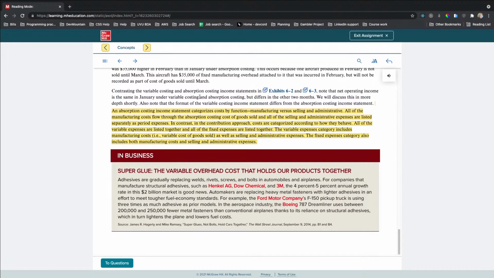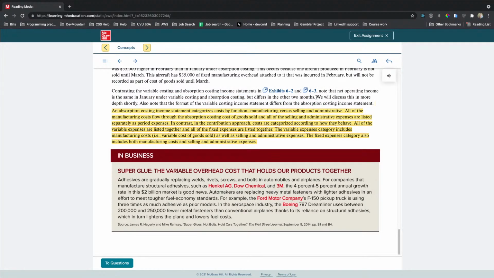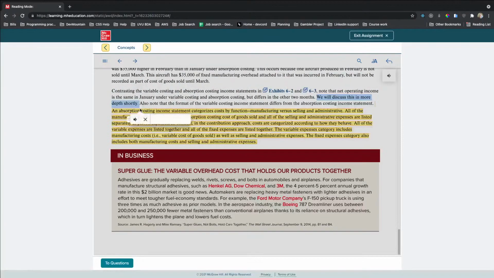Contrasting the variable costing and absorption costing income statements in Exhibits 6-2 and 6-3, note that the net operating income is the same in January under variable costing and absorption costing, but differs in the other 2 months. We will discuss this in more depth shortly.